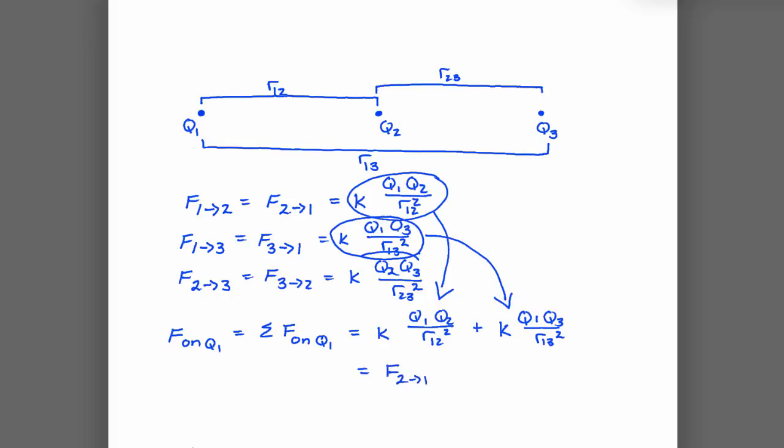If you want to go through and simplify this, you can. Both of these terms have the proportionality constant K, and they also both have charge 1, since that's the charge that we're interested in here. So we can pull that out of the parentheses and be left with just the charges that are acting upon it. That's up to you, whether you want to do that simplification or not.